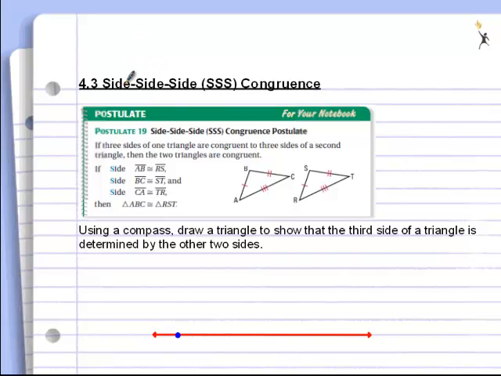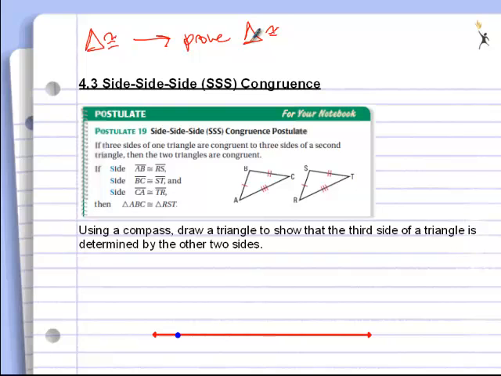All right, as we move into Chapter 4, some things change. One of the things that we've been taking for granted is that triangles are congruent. No more is that the case. Now we are going to start to prove triangles are congruent.